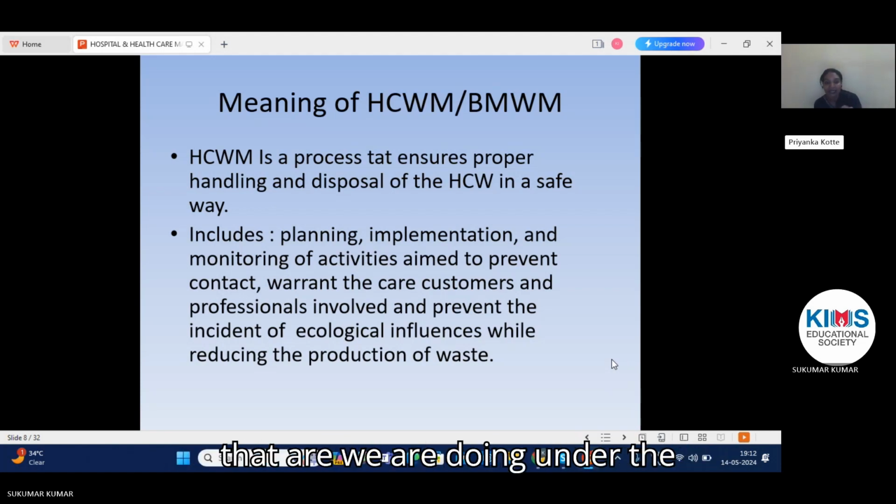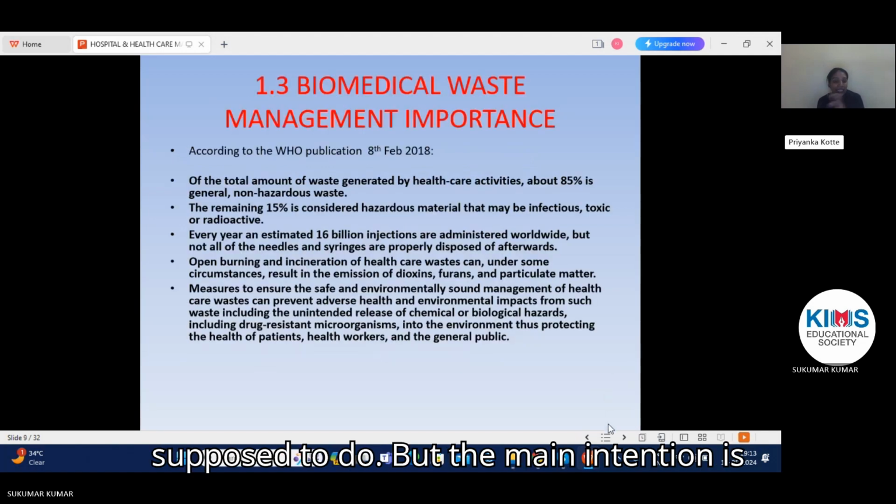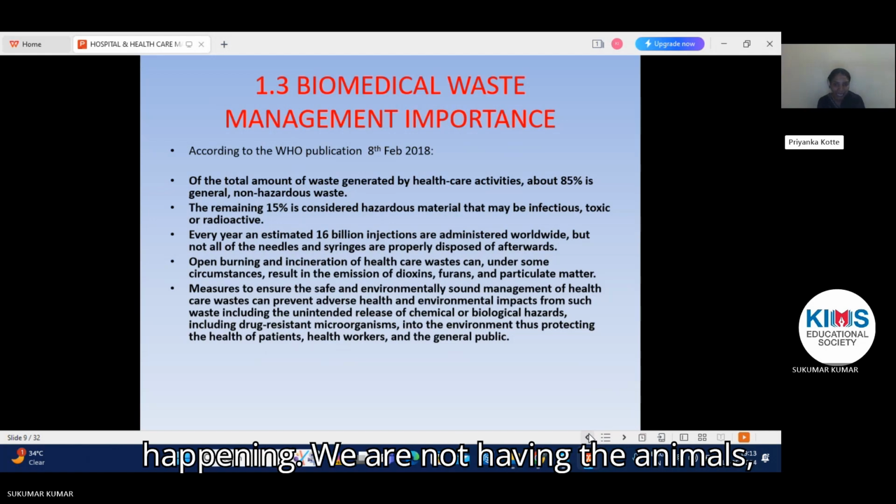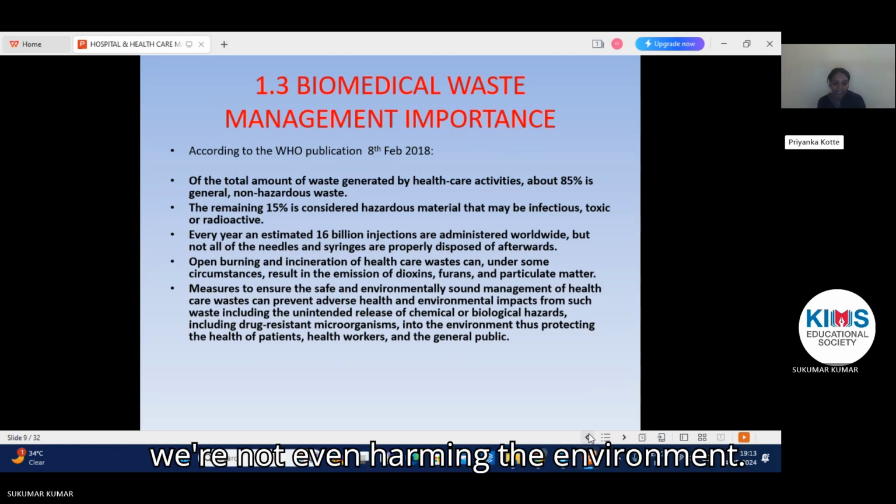These are all the activities we are doing under the term called management. There are different steps, and we are going to study them under management, what we are actually supposed to do. But the main intention is, first, to prevent contact. Why are we actually doing biomedical waste management? To prevent contact of the person, then warrant the care of customers and professionals who are involved, and finally to see that no ecological effect happens. We are not harming the animals. We are not even harming the environment.